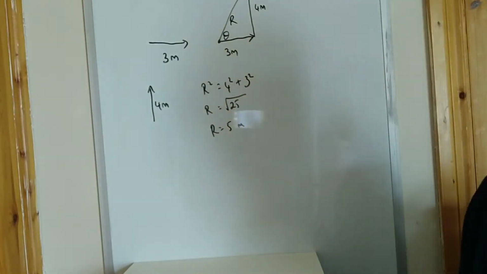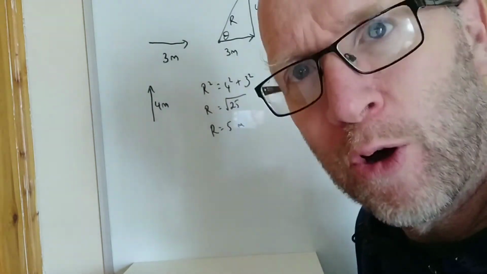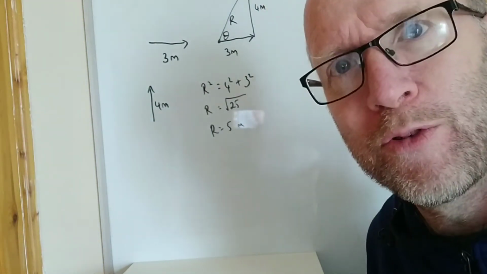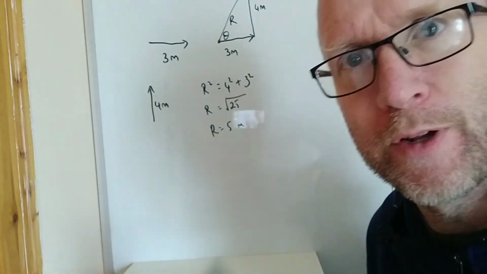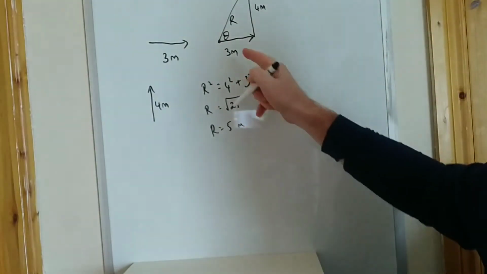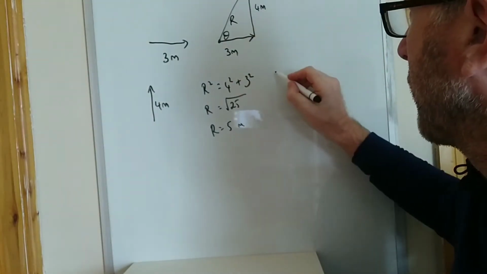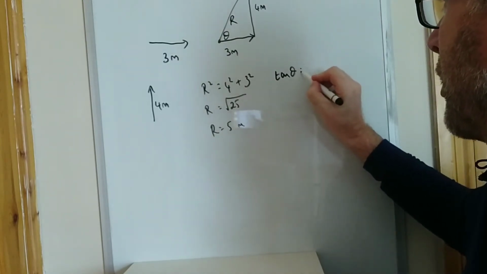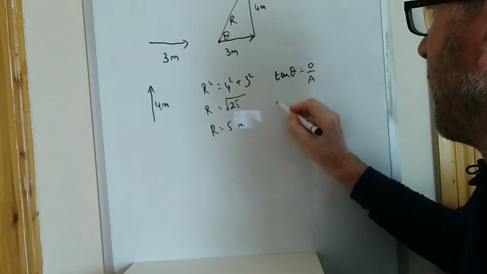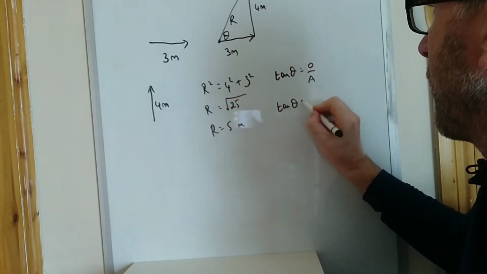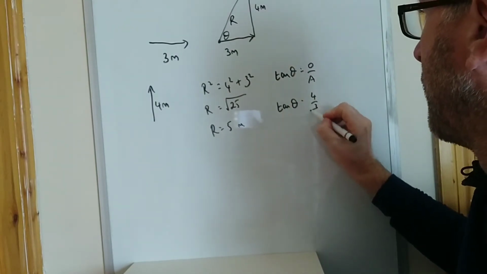meters. And to get the direction, we always use SOHCAHTOA and we always use tan. Well, we can use any of them because we've now got the hypotenuse, but normally since we've already been given the opposite and the adjacent, we use tan. So tan of the angle is opposite over adjacent. Always write that in and then fill it in. Okay, don't fall into the trap of not writing in the formula.